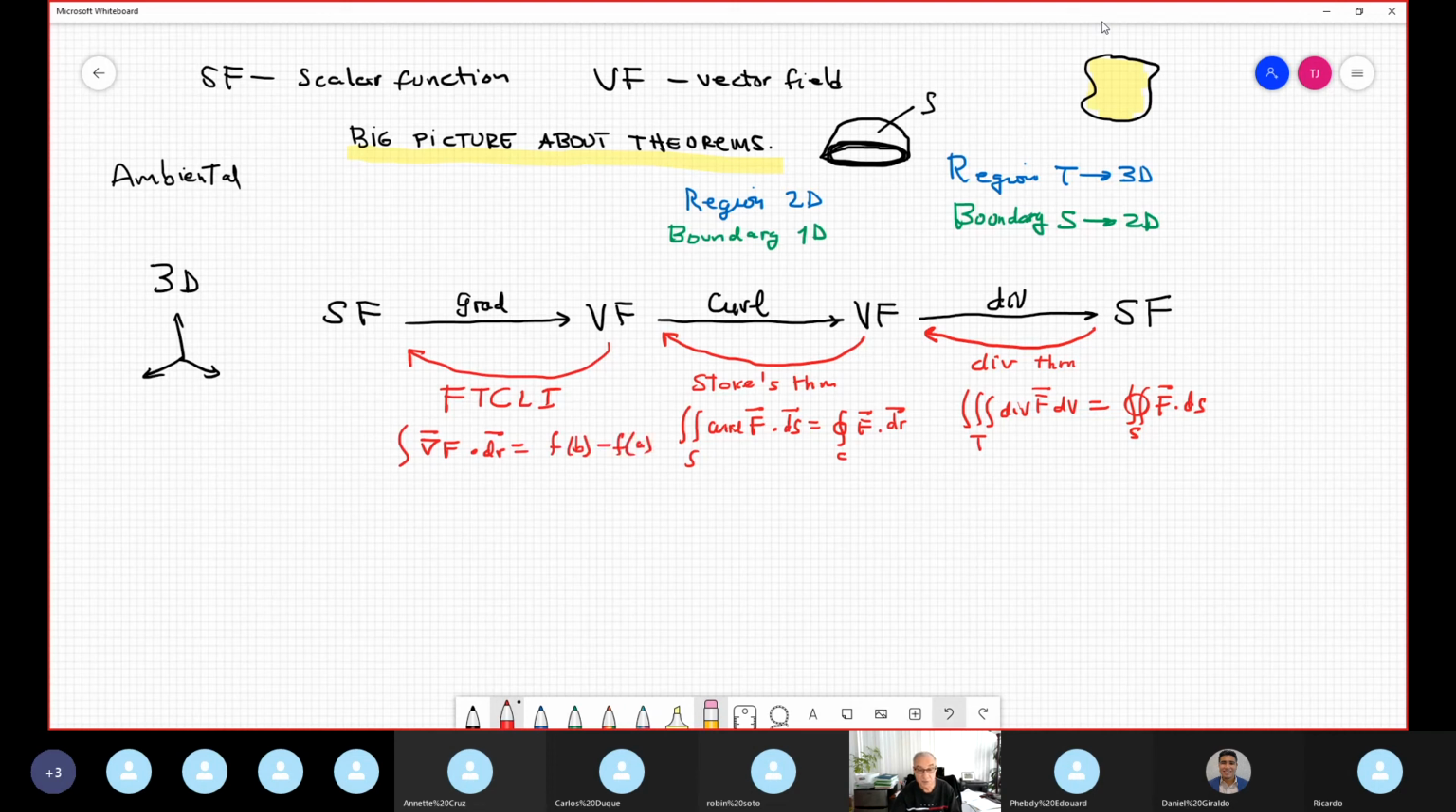I make a mistake here. Look, this is not a vector field. This is a potential function. Okay, it's the same potential function. Now, yes, the gradient is the vector field. This is capital F.